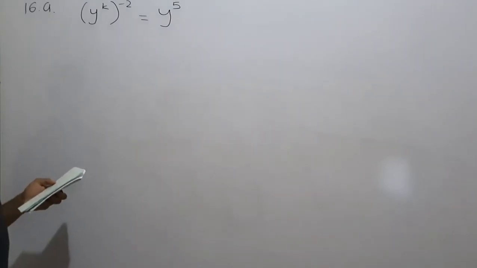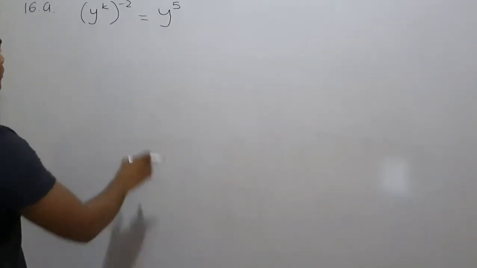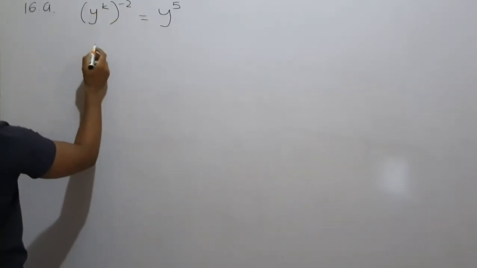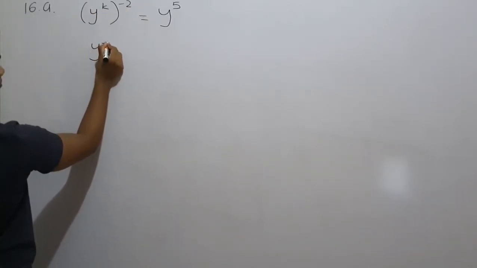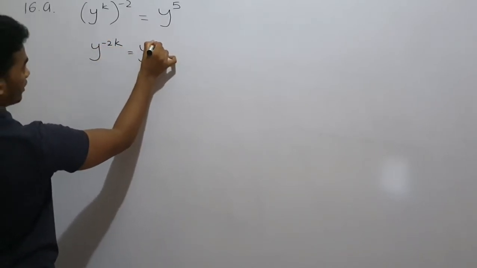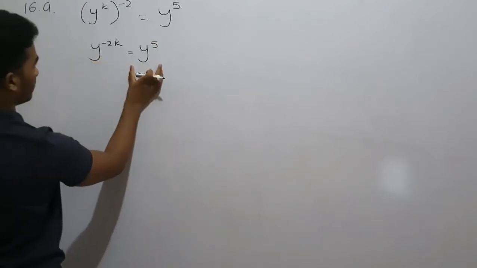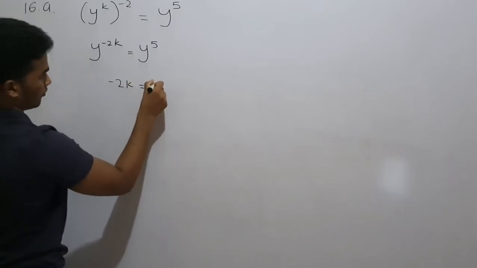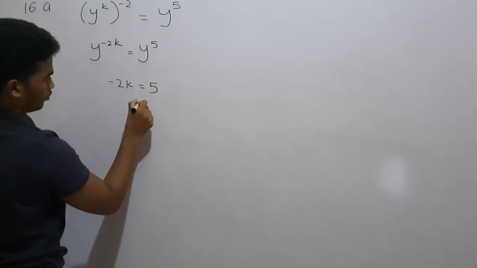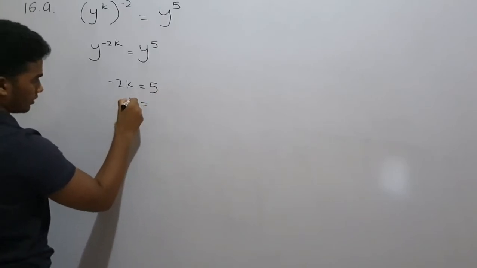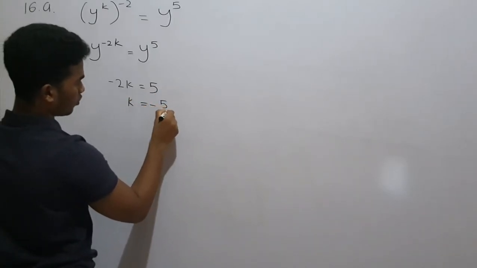So find the value of k. Now you can remove this bracket by multiplying minus 2 with k. So y to the power minus 2k equals y to the power 5. Since the base numbers are same, you can equate the powers. Minus 2k is equal to 5. So divide both sides by minus 2, k is equal to minus 5 over 2.